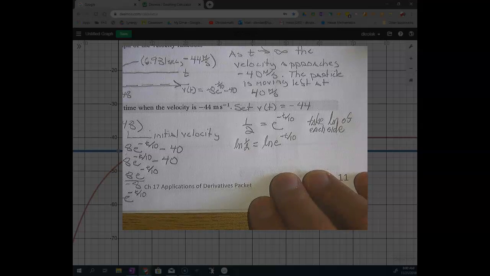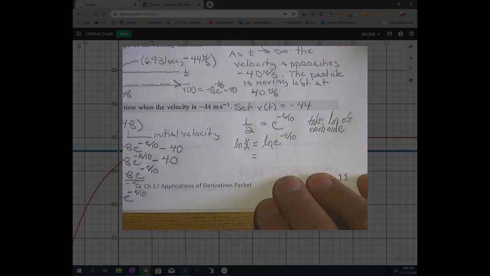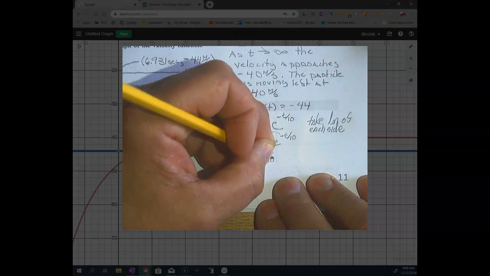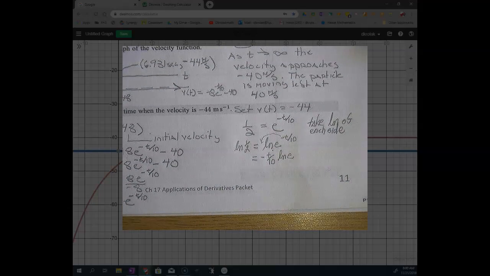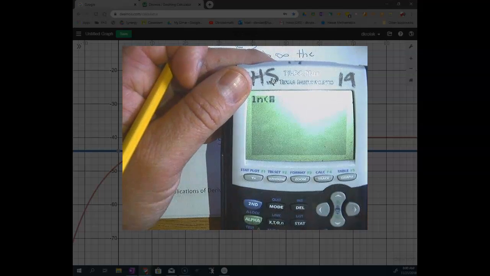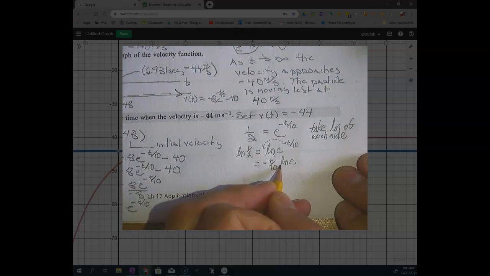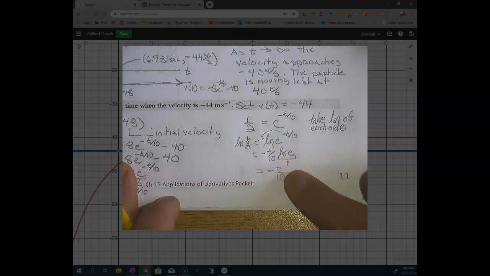Now what? There's a way that we could rewrite this. Yeah, we called it the basketball rule or the power rule. We're allowed to take that exponent and move it out front. So now this becomes negative t over 10 times natural log of e. And the natural log of e is what? ln e, yeah, it's 1. So this part essentially just becomes 1. The right side is now negative t over 10. We've gotten t out of the exponent.